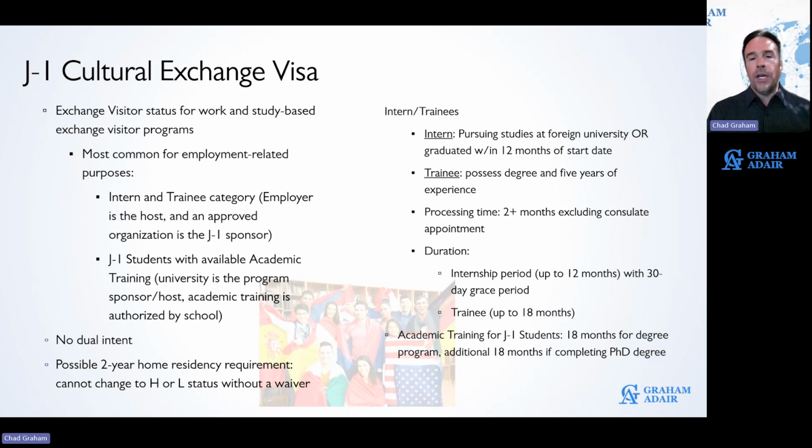The typical duration of a J1 is somewhere between 12 and 18 months. Extensions are possible, but again, the J1 is not intended to be a long-term solution. It's intended for people to be here for a shorter period of time and return to their home country. Or if you don't want to go to your home country, you may be able to stay in the United States unless there's a 2-year home residency requirement, but even if there is, we may be able to get a waiver.